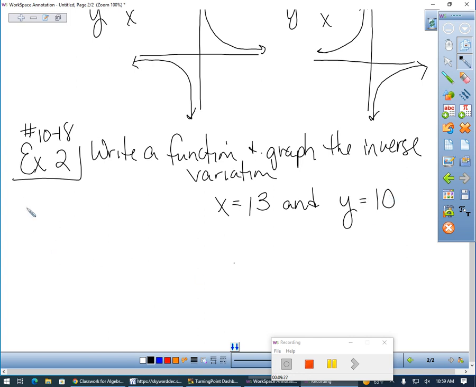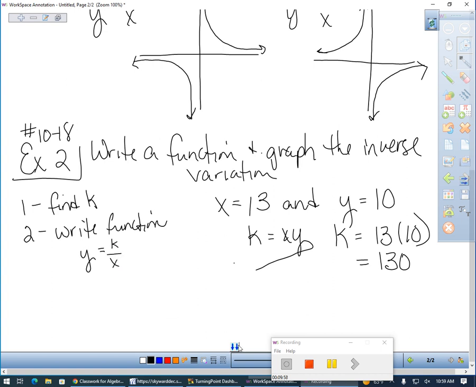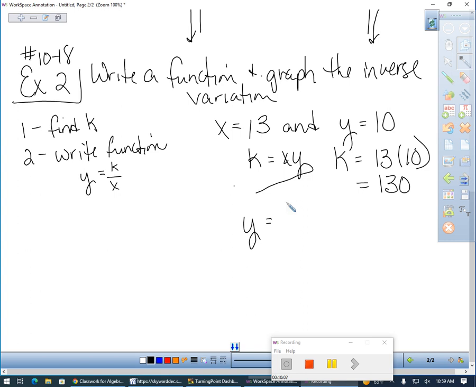All right, so the first thing we have to do, I want you to find k, because we can't write our inverse variation until we find k. Remember, k is equal to x times y. So in this case, k equals 13 times 10, or 130. So then, step 2, I need you to write the function, which is y equals k over x. So in this case, y equals 130 over x.